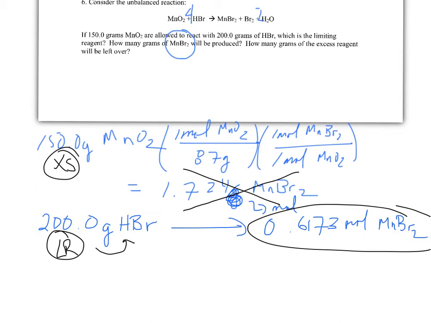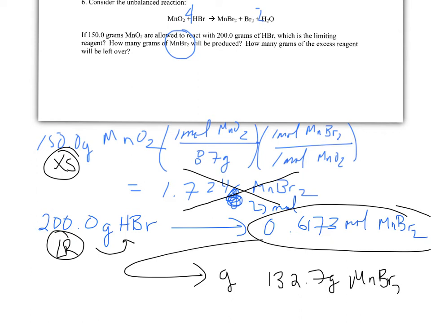How many grams of MnBr2 will be produced? Well, we can convert this molar amount to grams, and that's how we would solve that problem. And the answer I get here is 132.7 grams of MnBr2. Now remember that the limiting reactant is completely consumed, so there would be 0 grams of that left. However, the excess reagent will be left over, so let's see how we could do that.